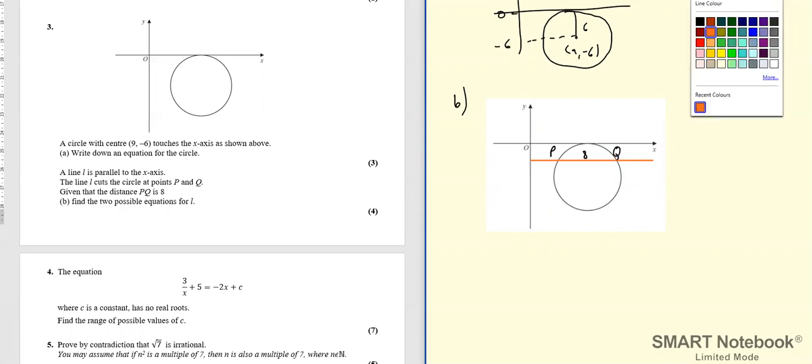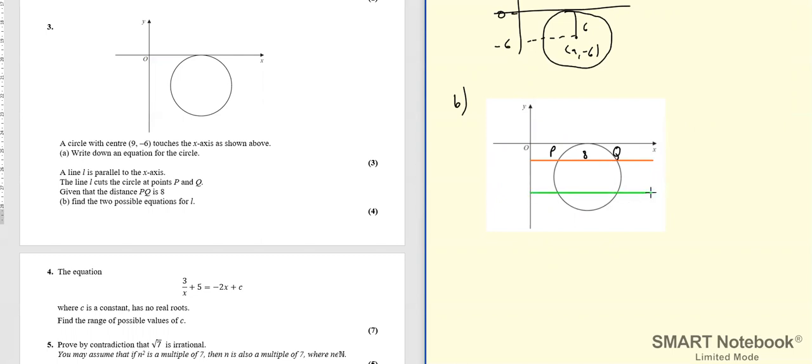Alternatively, if I draw another line, maybe somewhere down here, this could have been P and Q, and that distance there is still 8. And so we need the equation of this line, y equals something or y equals something. And because it's a horizontal line, the equation of horizontal lines is of the form y equals something.